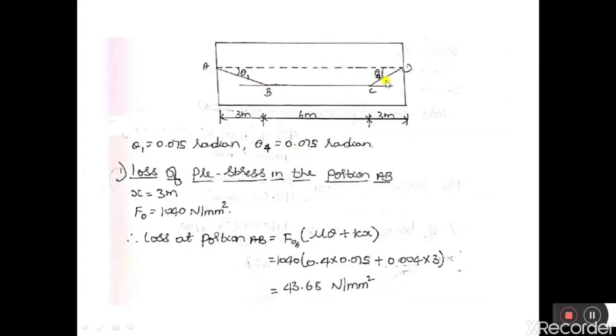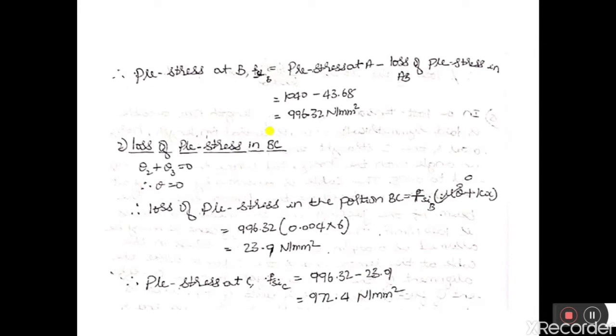In this portion, what is the angle between B and C with respect to horizontal? It is 0, that is, theta 2 is equal to 0. Similarly at C, the angle with respect to horizontal is 0. Therefore theta 2 is 0 and theta 3 is 0, so theta 2 plus theta 3 is equal to 0. Therefore theta is equal to 0. And the formula for friction is the same.